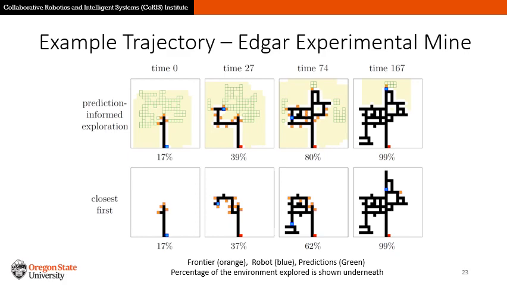On the other hand, the closest first strategy arbitrarily picks between frontiers adjacent to the current location. In this case, the robot begins exploring towards the dead end in the lower left, which results in backtracking early on and therefore poorer exploration performance.